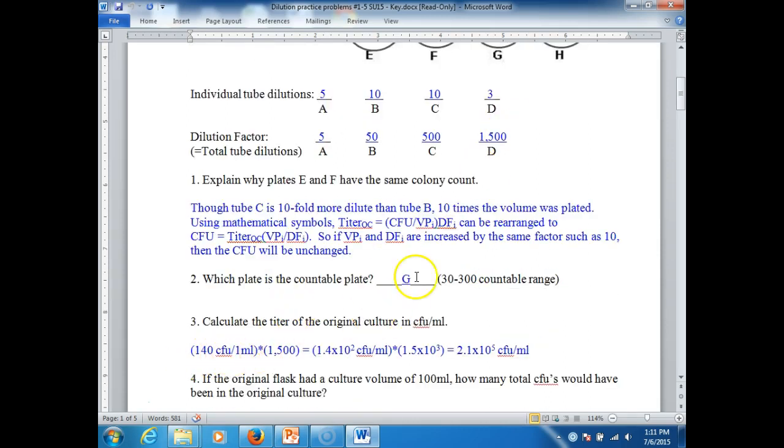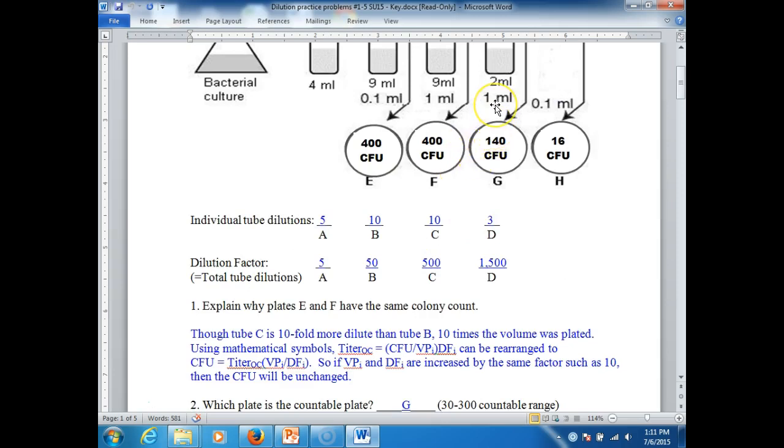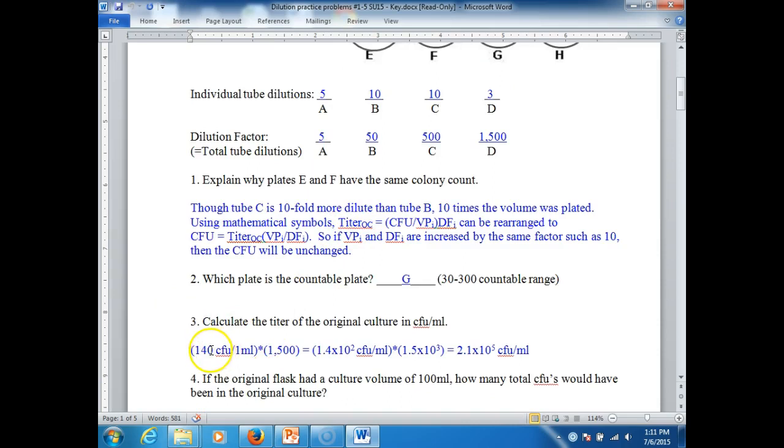So, and that's per 1 mil, you see? 1 mil was transferred. So in this case, that number is really not going to change, right? If you divide by 1, it's still going to be 140. But if it was 0.1, that would make a difference, wouldn't it? Right? By a factor of 10. Whole decimal point. And then we get it times by that dilution factor of the tube that it came from.